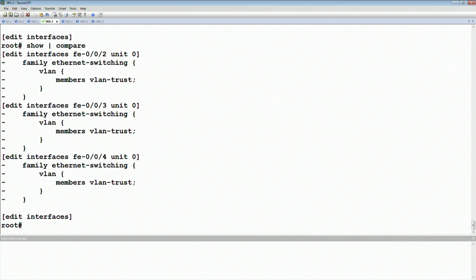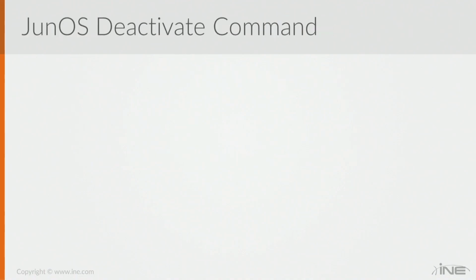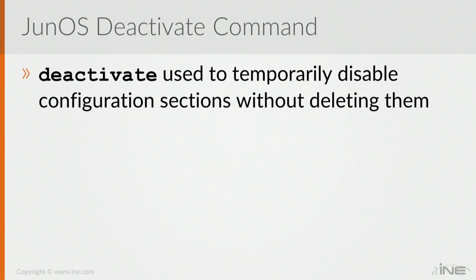So if I save this commit, it's going to go to that particular interface and it's going to remove these options. Same on interfaces 3 and 4. Now another option besides just simply deleting the config is to use the deactivate command.